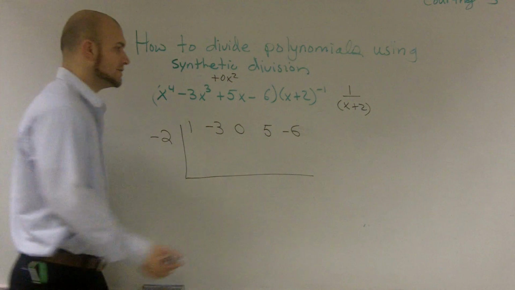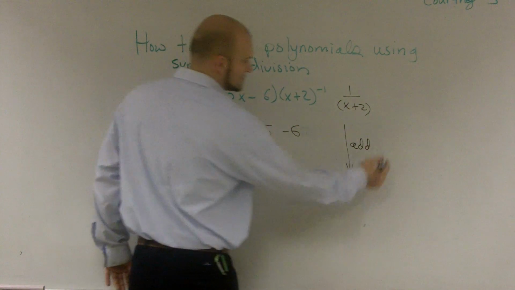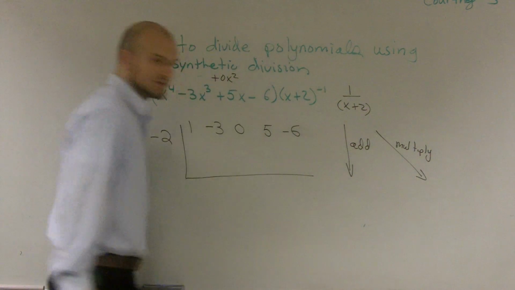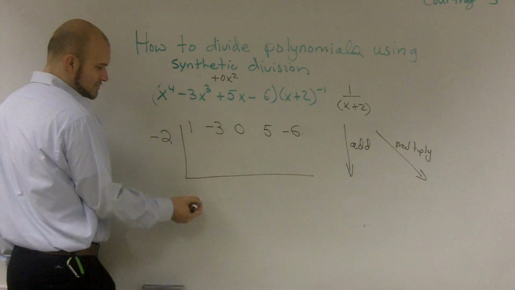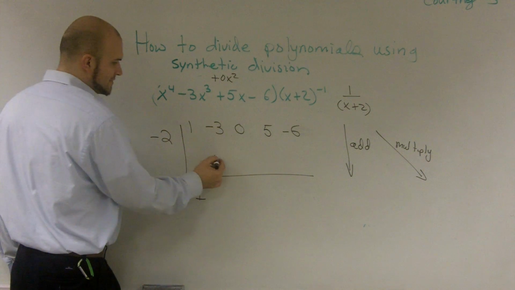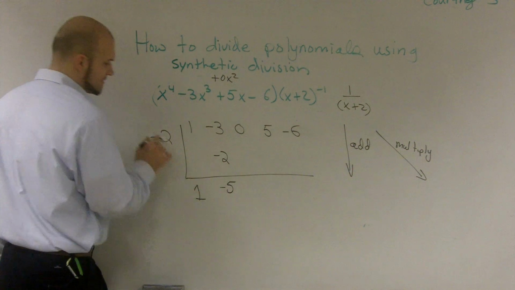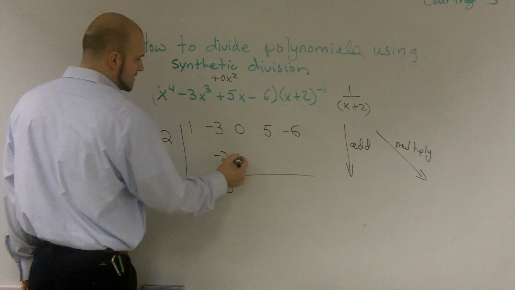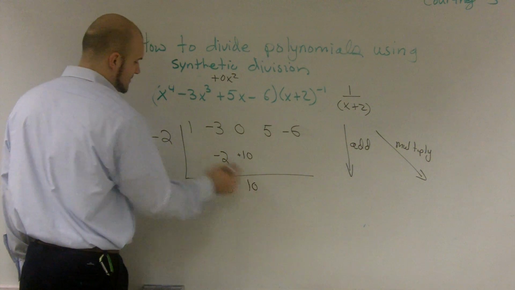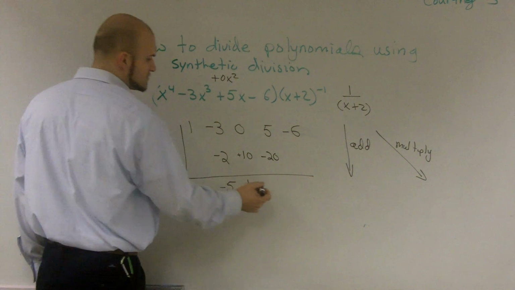Now, if you can just remember these rules: add, multiply. You're just going to drop down the first number, and then we multiply. Negative 2 times 1 gives you a negative 2. Negative 3 plus negative 2 gives you a negative 5. Negative 2 times negative 5 gives you a positive 10. 0 plus 10 gives you 10. Negative 2 times 10 gives you a negative 20. 5 plus negative 20.